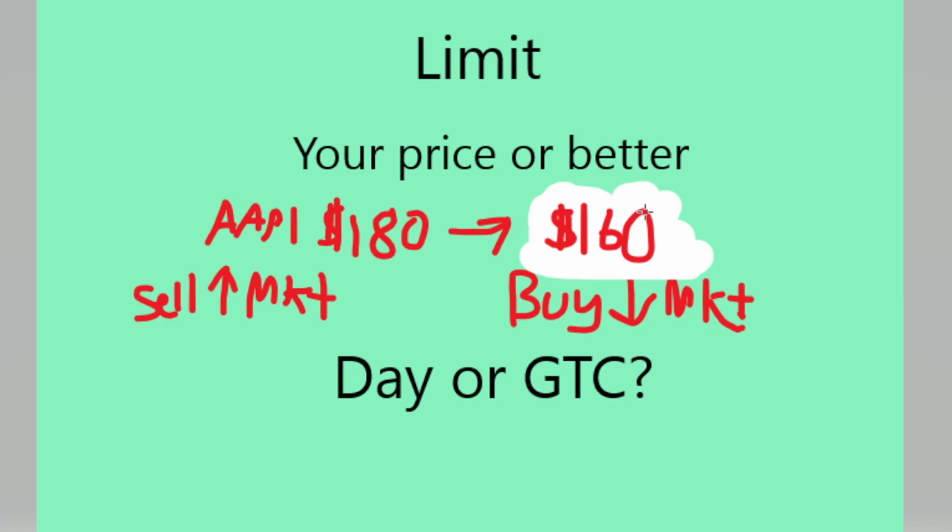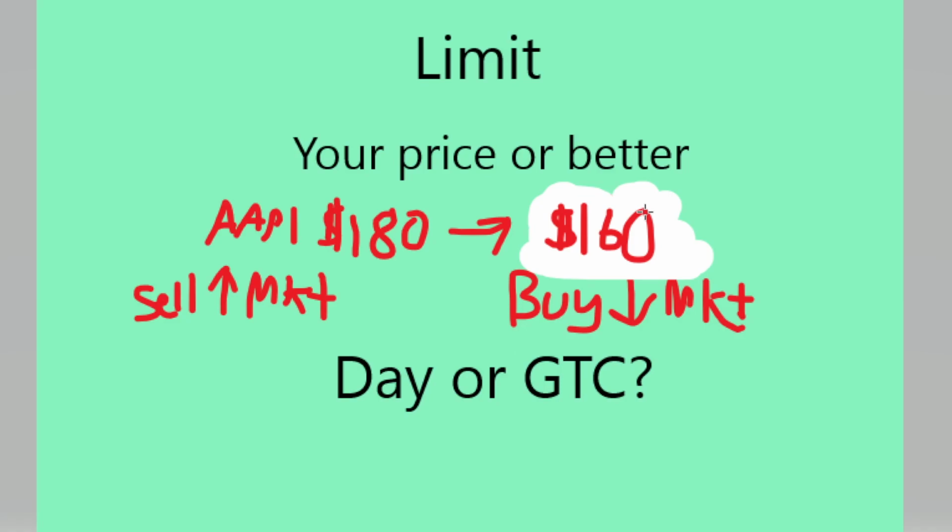And what that means, yet again, is if that price of Apple goes down to $160, you are going to buy that stock at $160 or better. Now, in this case, the better means lower than. So that means you could potentially get it for less than $160. All you're doing with the limit order is specifying, I will not pay more than $160 for Apple stock. That's what's going to happen.